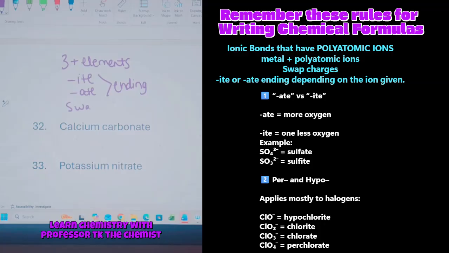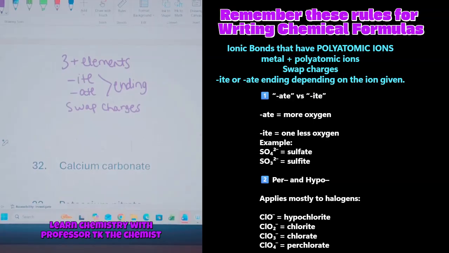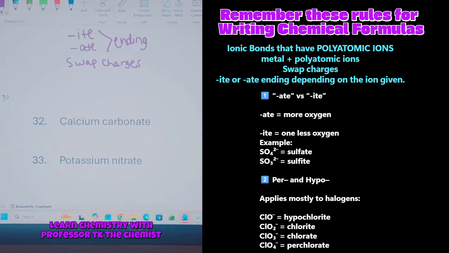Okay, and you will still have to swap the charges. Now, here's the thing. Because you will have to swap those charges, I always tell my students to use parentheses so that whatever charge it acquires goes on the outside, all right? Now, what you all can do is make flashcards with these polyatomic ions on them so that you don't forget them, okay? Just that simple.